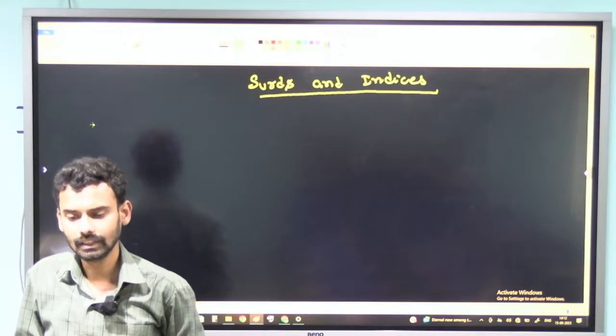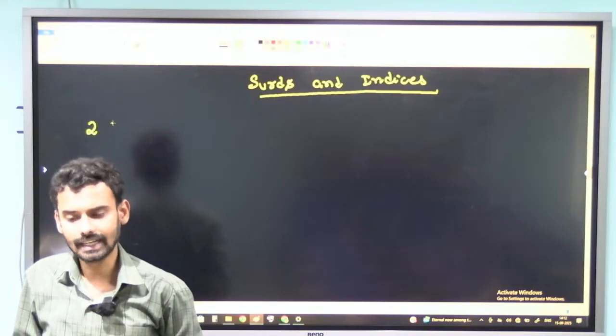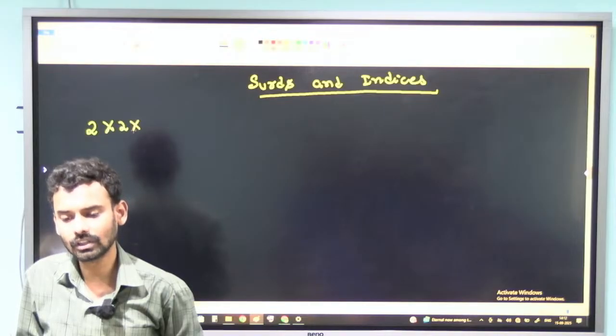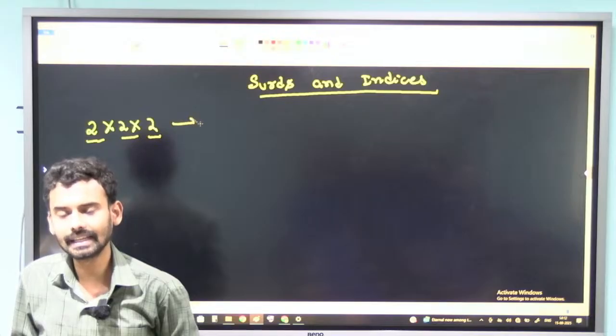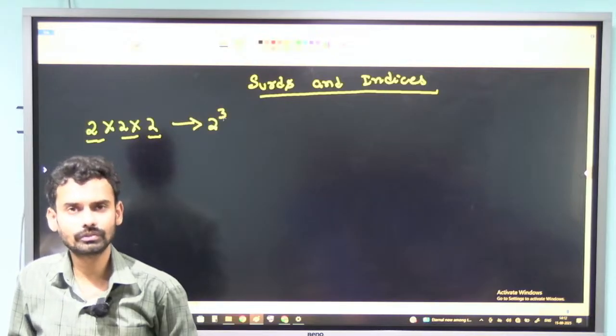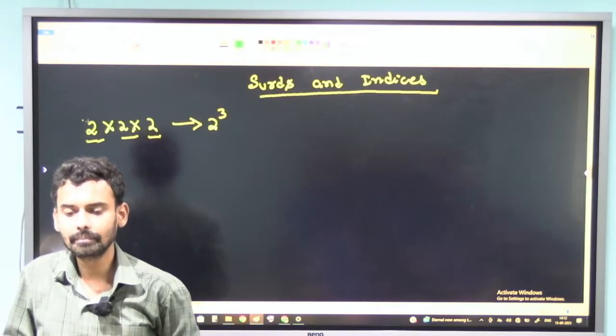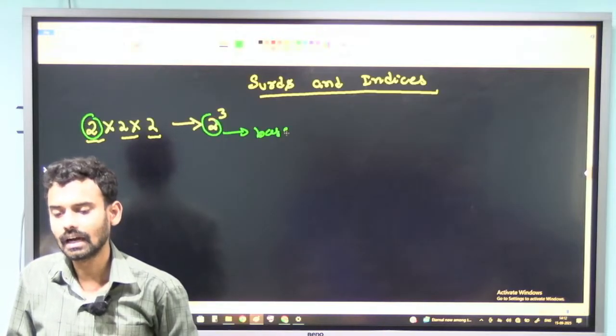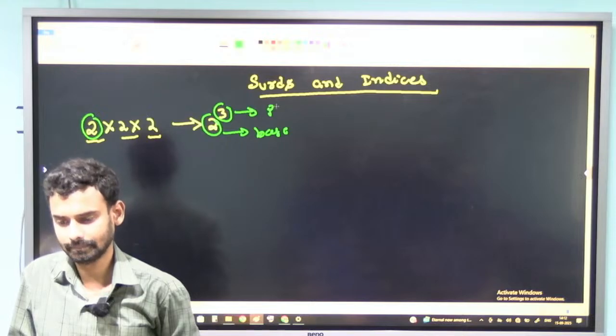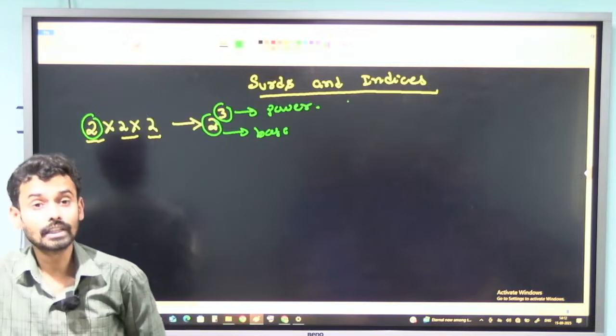Suppose I say 2 is a constant which is to be multiplied 3 times. 2 is multiplied 3 times. This can be taken as 2 to the power of 3, where the 2 is called the base and 3 is called the power. So what is the base here?